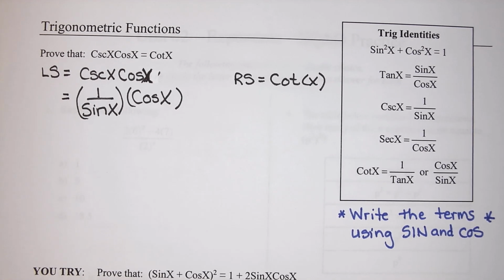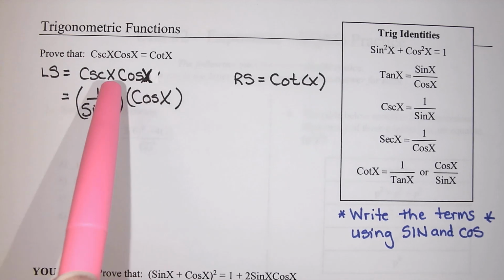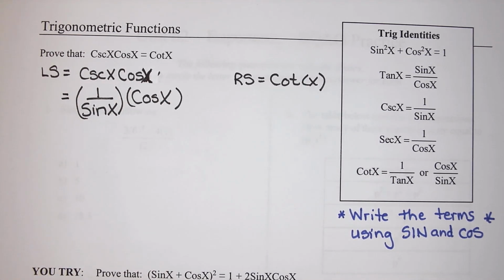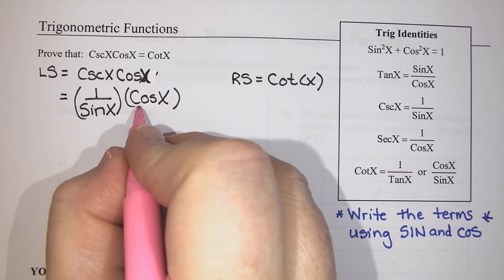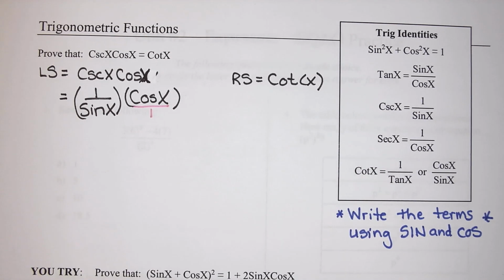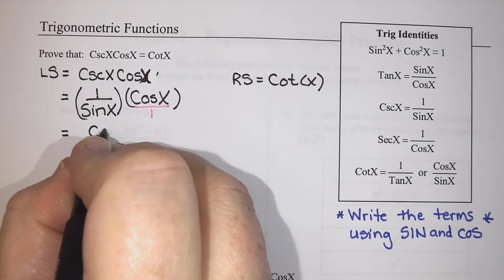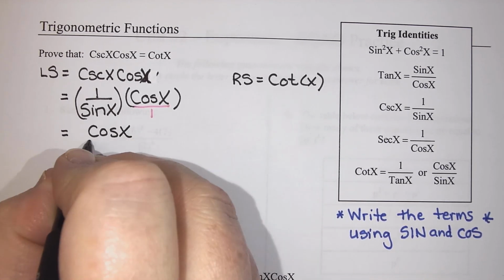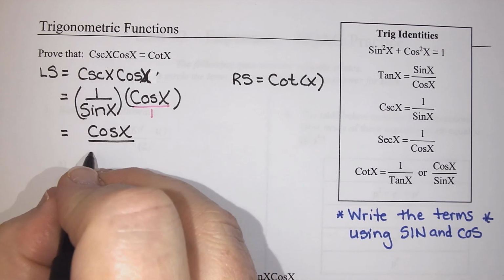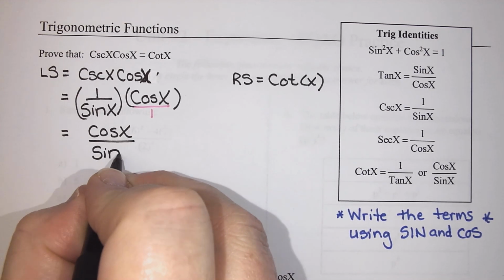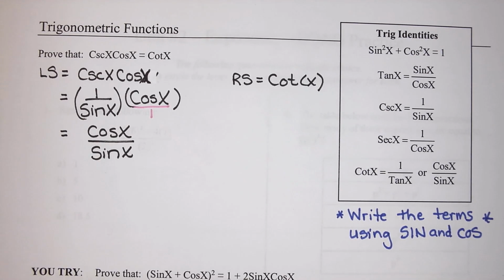Now, a lot of this is fraction operations, right? How do I multiply 2 fractions together? We do top times top, bottom times bottom. What is underneath that cosine of x? A secret one. So I would do 1 times cos x. Well, 1 times cos x is cos x. And then sine x times 1 is sine x.